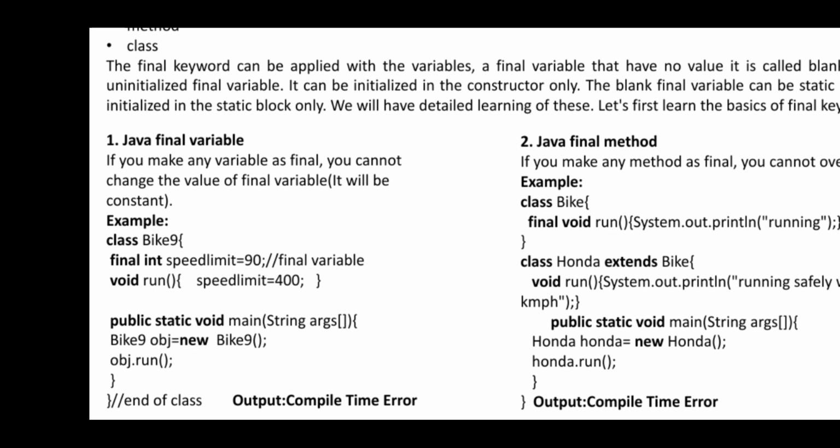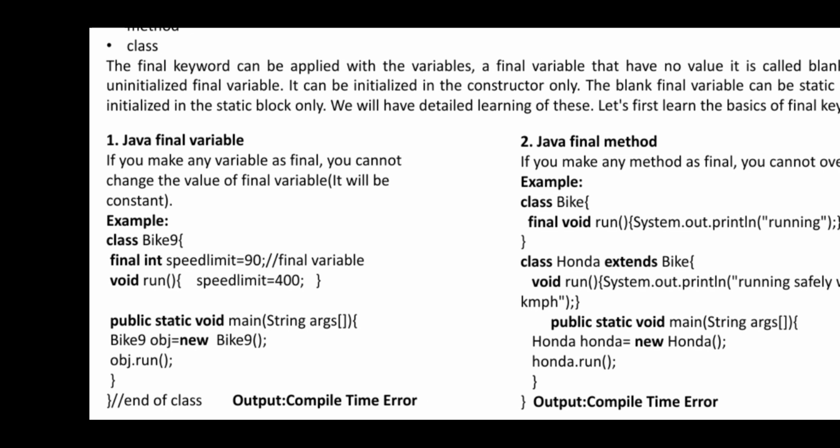Java final variable: if you make any variable final, you cannot change its value. It means we can't change it at all. If the variable is defined as final, it is like a constant value itself. Constant means if a variable is defined with a value, then we can't change the value of that particular variable at execution time. So we can say it is unchangeable. Okay.